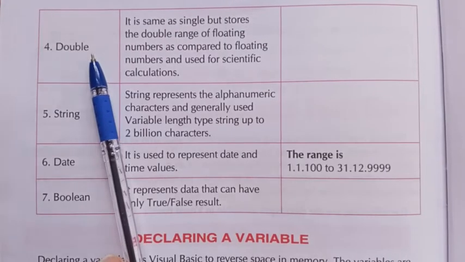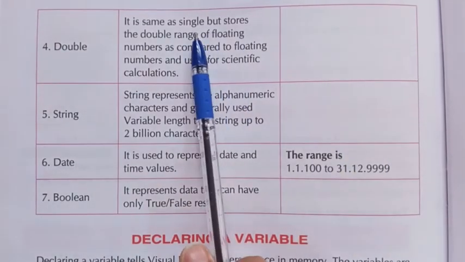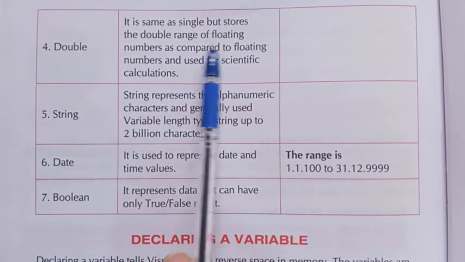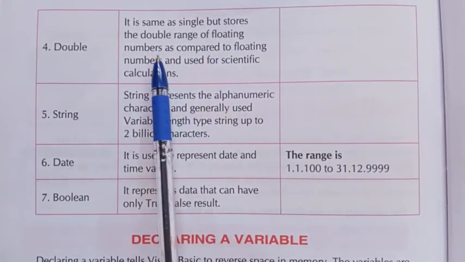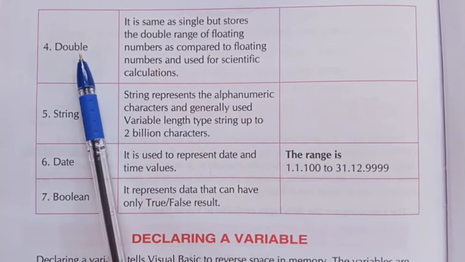Next data type is double. Double is just the same as single, but it will store a range that is double of the floating numbers. If double the floating numbers is to be stored, that is going to be stored with the double data type.